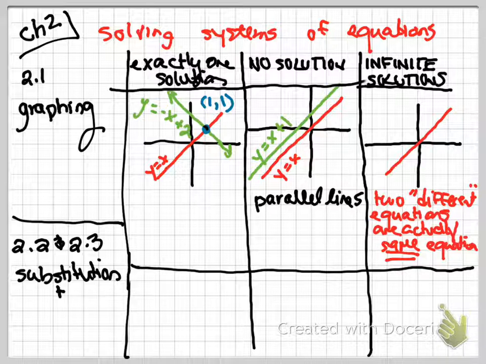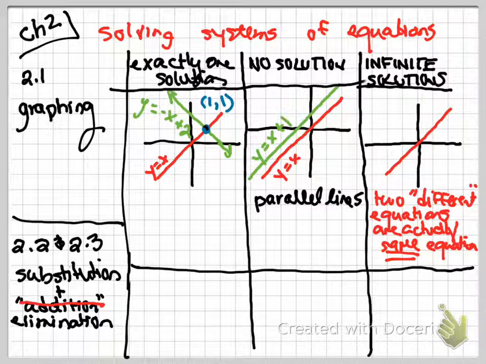I think the book calls the next method addition. I don't particularly care for the term addition because guess what, y'all? You can also subtract, and sometimes you have to multiply by a constant. So I think the term which most math books use is elimination. Just know that if you see the term solving by addition or solving by elimination, they're the same thing.